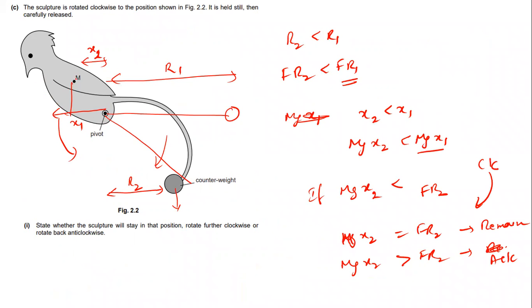That means this mass is really larger, and hence mgx2 is much larger than this, and hence it will again come back to its original position. It will restore back, it will move in an anti-clockwise direction. So the answer should have been anti-clockwise. Did you understand? I have taken a generalized solution, and then I have come to a specific solution. Is this clear? Okay.